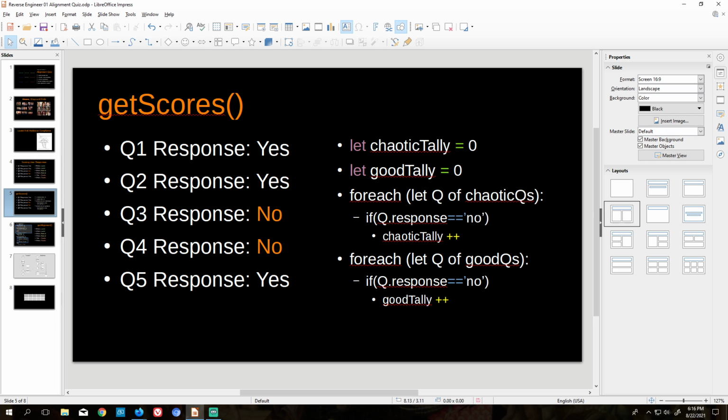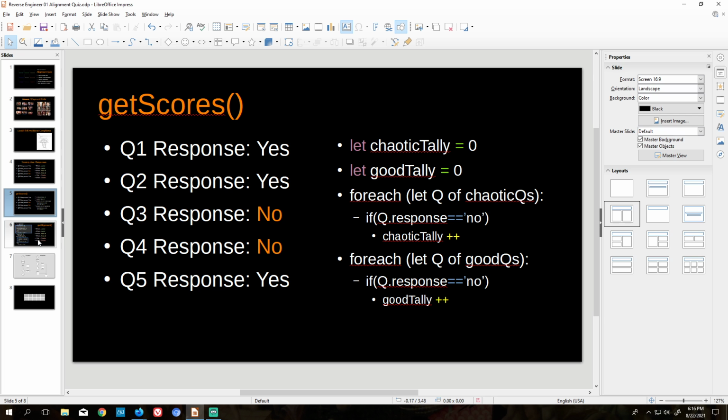And if the response is no for that question, we're going to count it. If it's not no, we're not going to count it. This only runs if the response is no. And so we're going to go through all 5 chaotic questions and tally whenever it's a no. And then we're going to do the same thing for the good questions. All 5 good questions, if it's a no, we tally that. And at the end, these are no longer 0 once these loops cycle through. They are equal to however many no's the answers were.